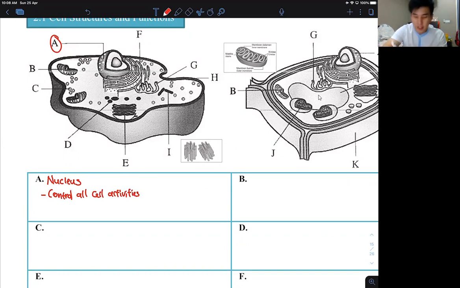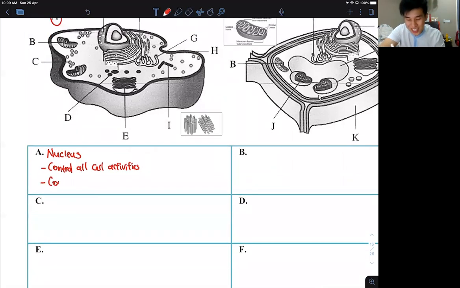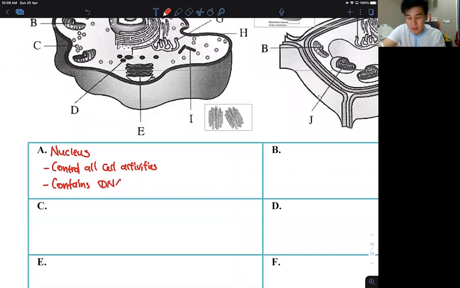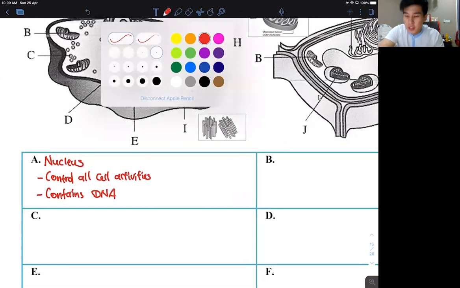On top of that, if questions ask you a 2-mark question about its function, you actually can write this as well: it also contains DNA, the genetic information of the cell.